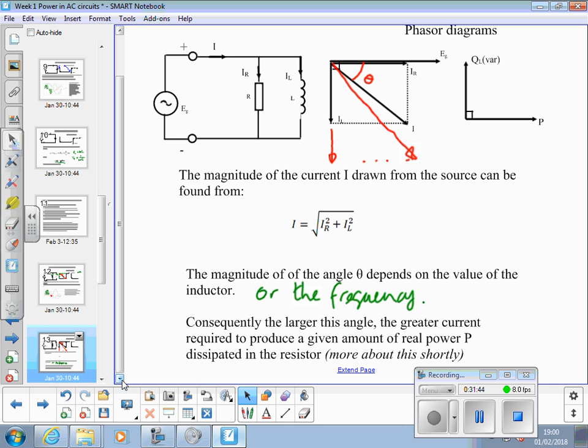So, this greater current produces the same amount of real power dissipated in the resistor. More about that shortly. Also, our lines have got to carry more current, so they might need to be bigger, and so on and so on.